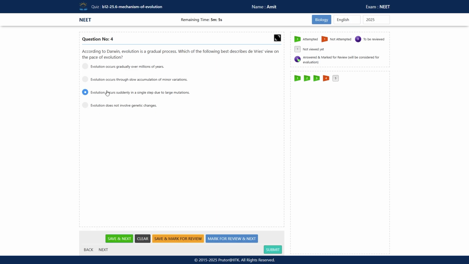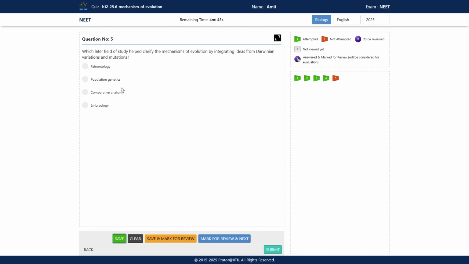Okay, option number C is the correct answer here. Evolution occurs suddenly in a single step due to large mutations. This was the concept given by Hugo de Vries. So he said evolution is not slow, it is not gradual. Evolution of a species can occur in just a single step due to large mutations, which are random and sudden.